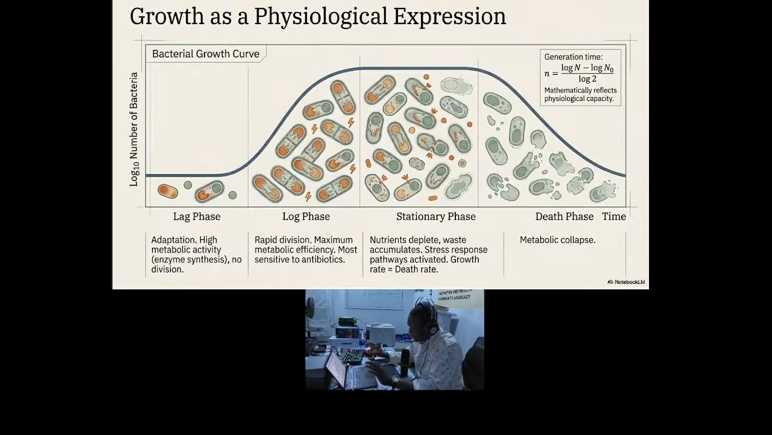Number one, we have the lag phase, followed by the log phase, followed by stationary, and followed by the death phase. In some textbooks, the log phase is called exponential, because that is when you have almost irreversible division or multiplication of the population of that organism. Without wasting our time, it will start from here, and that is the level of adaptation.